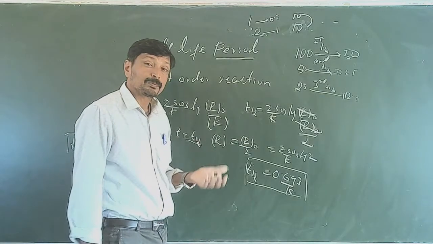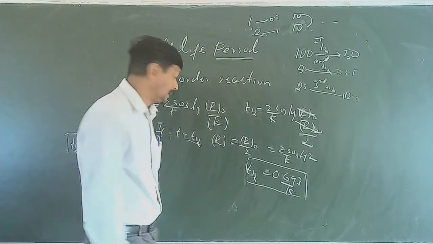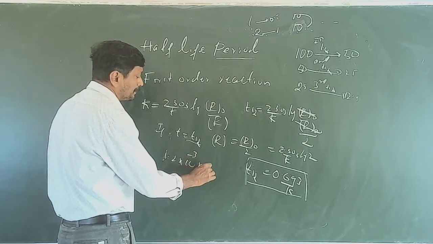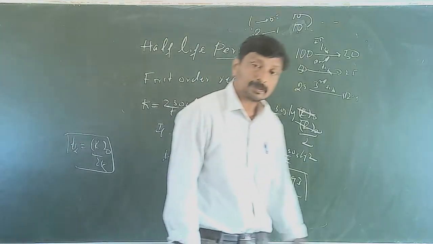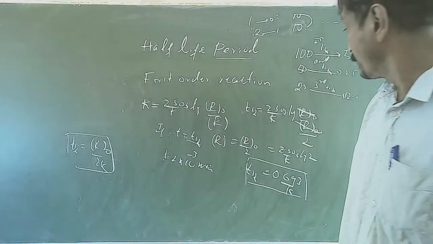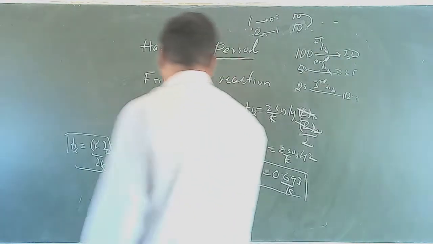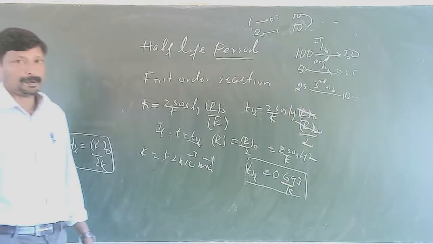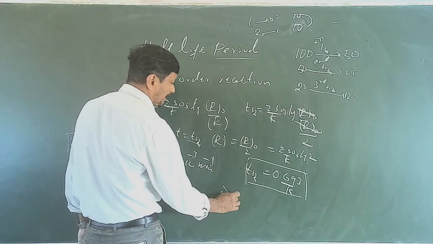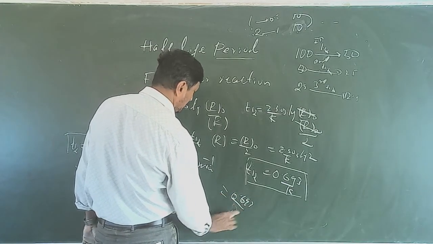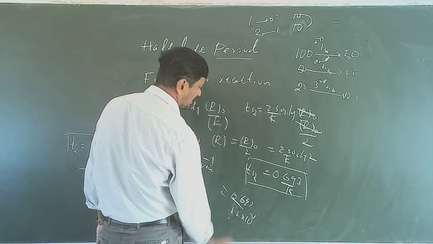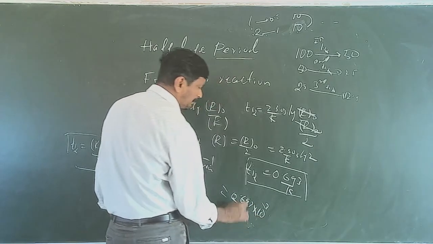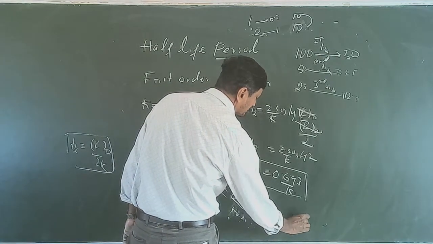Sometimes a problem is also asked in this chapter. Say K is equal to 1.2 into 10 to the power of minus 3 per minute. K should be per minute. Calculate the half life period. Half life period is equal to what? 0.693 by 1.2 into 10 to the power of minus 3. 10 to the power of minus 3 means it goes to the plus 3. Then divide, and you will get the answer in minutes.